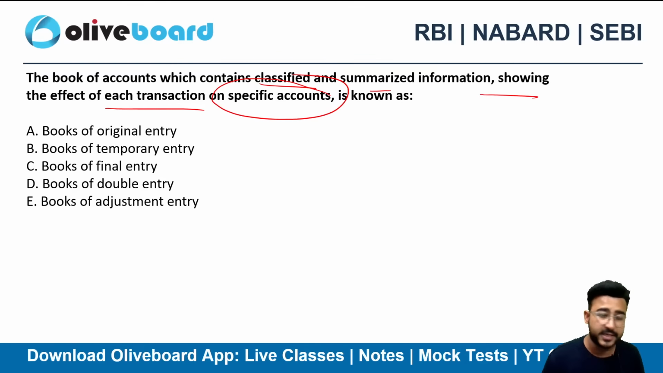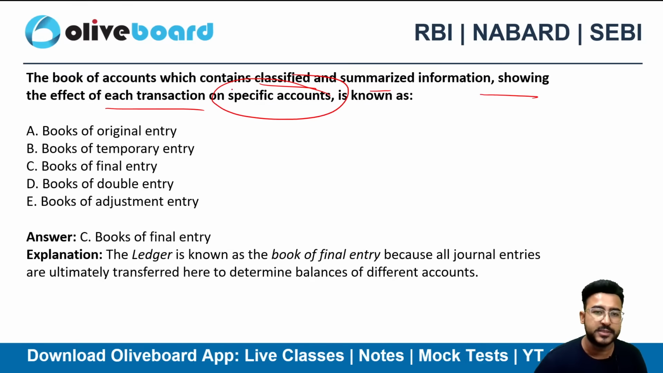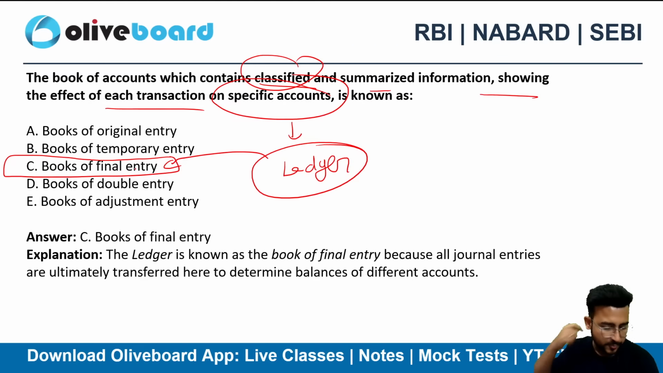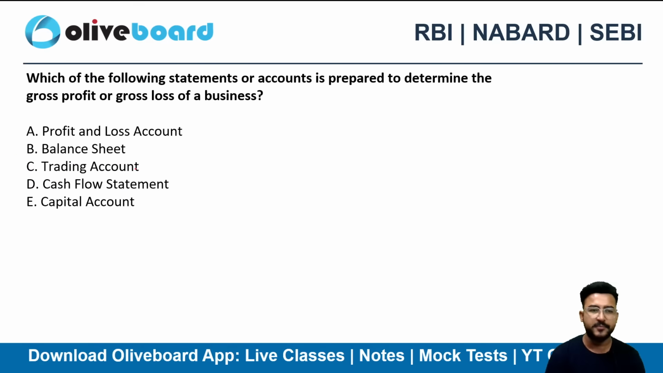The correct choice here is book of final entry, option C. Why? Because classified information in a specific account is known as ledger. The ledger I also call the book of final entry. So please do remember these basic things of accounting.